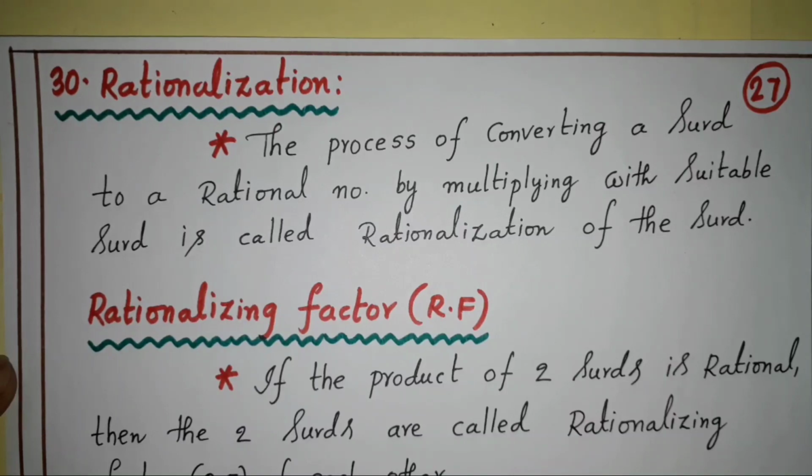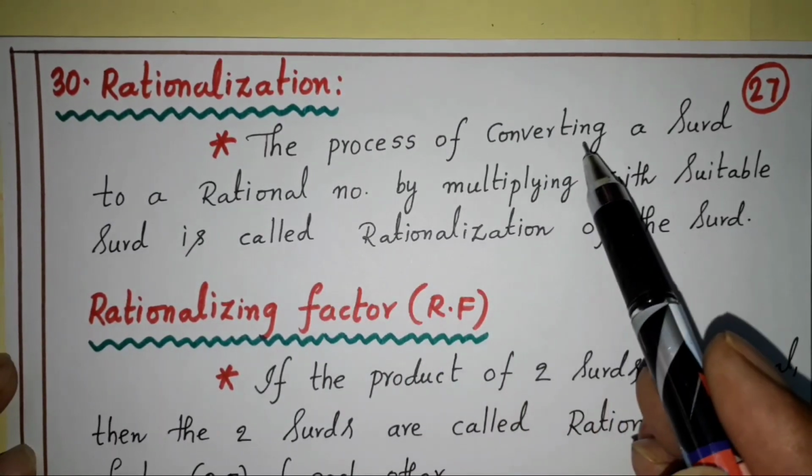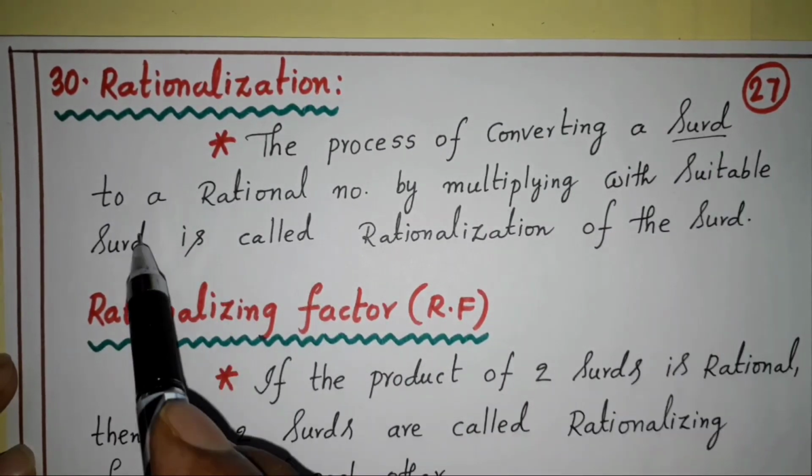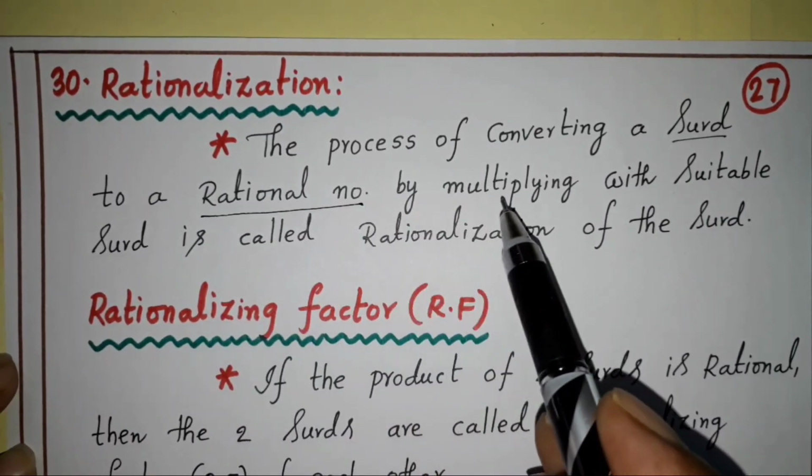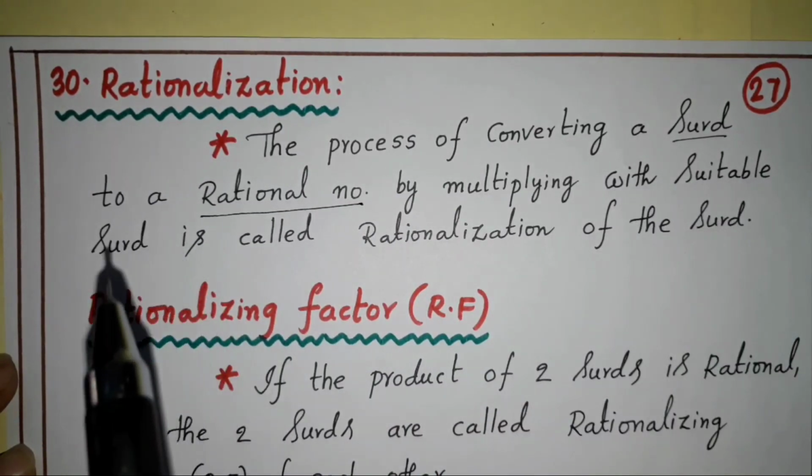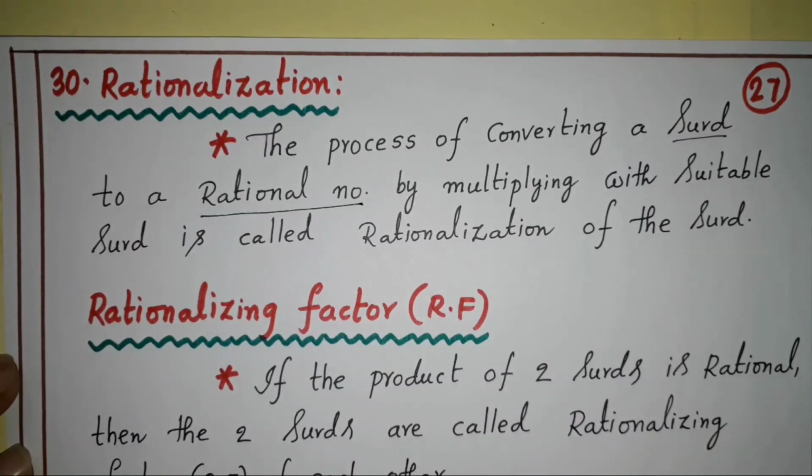Now the very important topic is rationalization. Rationalization means the process of converting a surd to a rational number by multiplying with a suitable surd is called rationalization of the surd. That means, to say in an easy way, eliminating the roots, whatever it might be. Next, rationalizing factor, simply we write as RF.